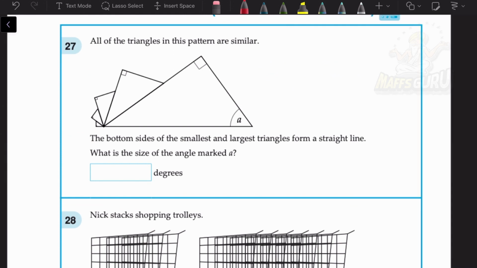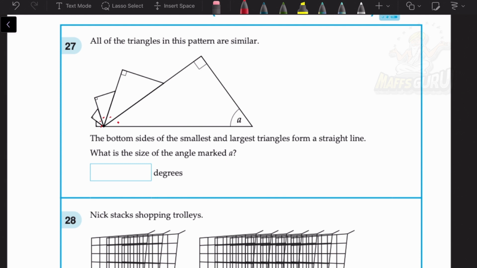All of the triangles in this pattern are similar. The bottom sides of the smallest and largest triangles form a straight line. What is the size of the angle marked A? Okay, so this angle here and that angle there and that angle there are actually all going to be exactly the same size. Doesn't matter how big the triangle gets, the angles will always stay the same size, so long as they're similar.